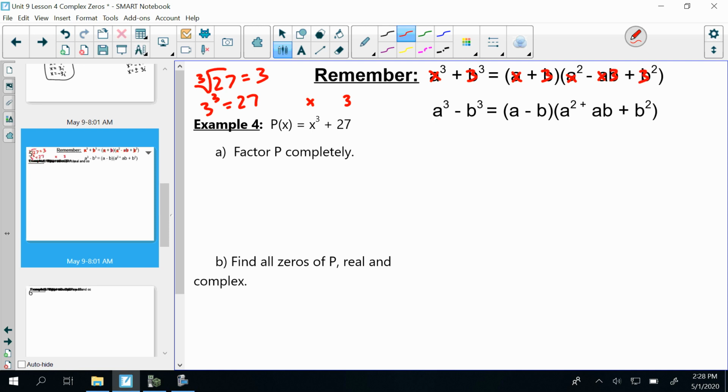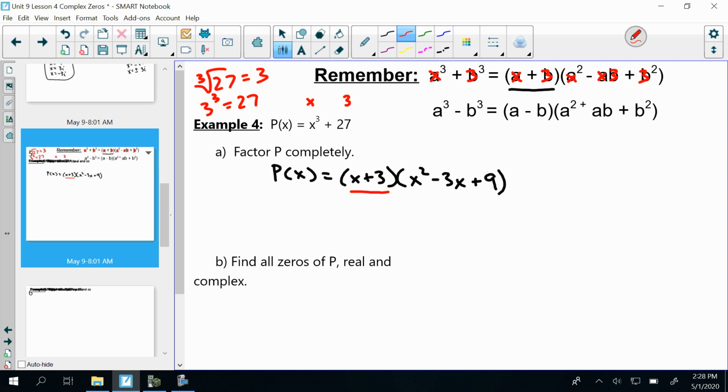All right, so the factored form of this will end up being, it looks like we got x plus 3 times x squared, which is just x squared, minus x times 3, which is 3x, and then plus 3 squared. Well, 3 squared is 9. So that's the factored form of that. Now that first one, this one, that can't be factored anymore. That's x to the first power.